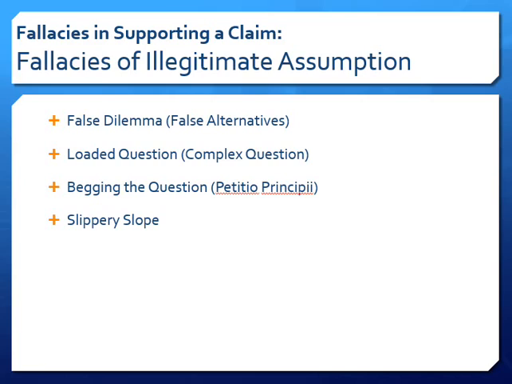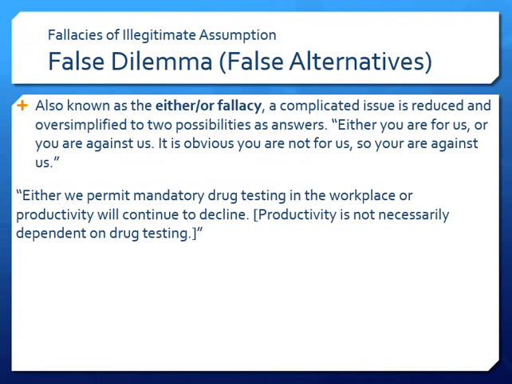These fallacies invoke illegitimate assumptions in supporting claims. This fallacy ignores the spectrum of alternatives and answers. Thus, this fallacy pretends to be exhaustive when it is not.